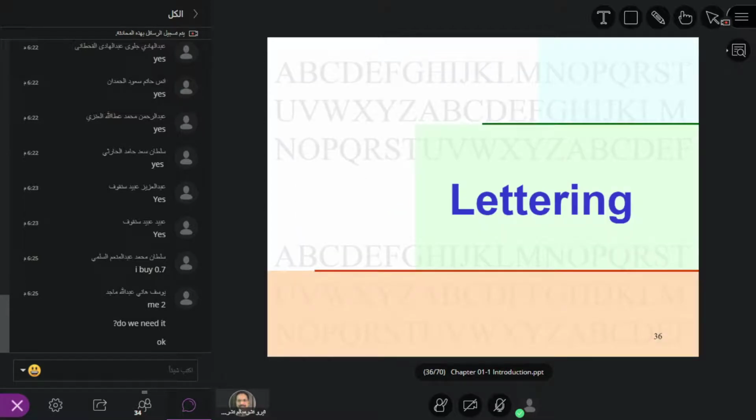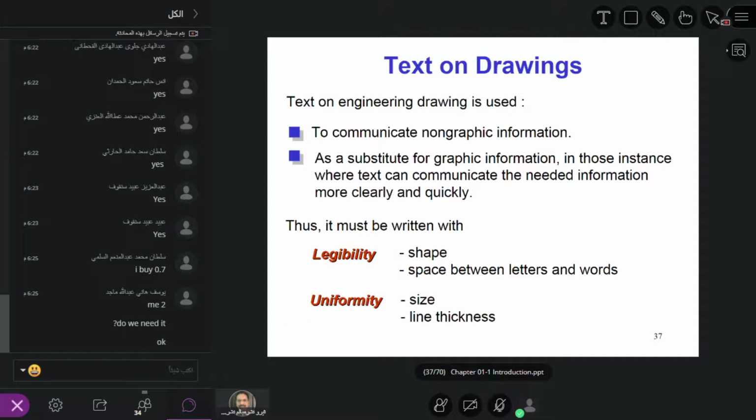Lettering now. The next most important thing. I told you engineering drawing is about two languages included together. One is the written language, the other one is the graphical language. So for the written language, lettering is very important. There are several types of lettering. This is to communicate non-graphic information such as dimensions, axes, sections, projections and so on.